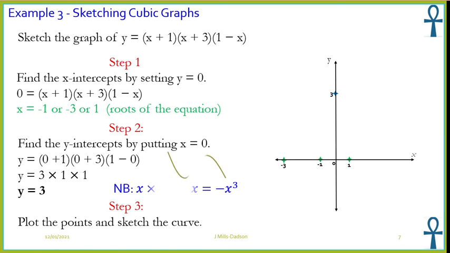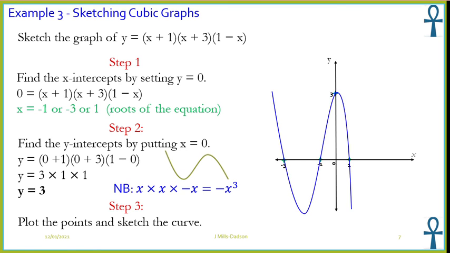Intercept 3. Right. Now, remember, x times x is x squared, and x squared times negative x is negative x cubed. So this is a negative x cubed. So you're going to draw a graph of this format. You need to be checking all these things before you start drawing, and then you just draw it. So that's how it's going to look.